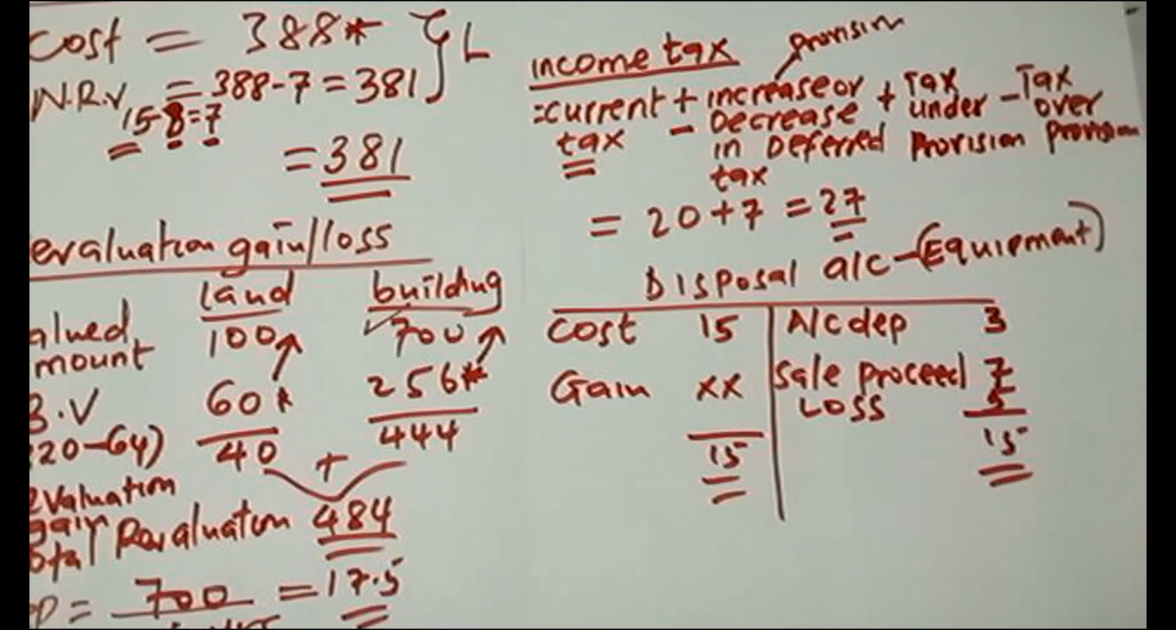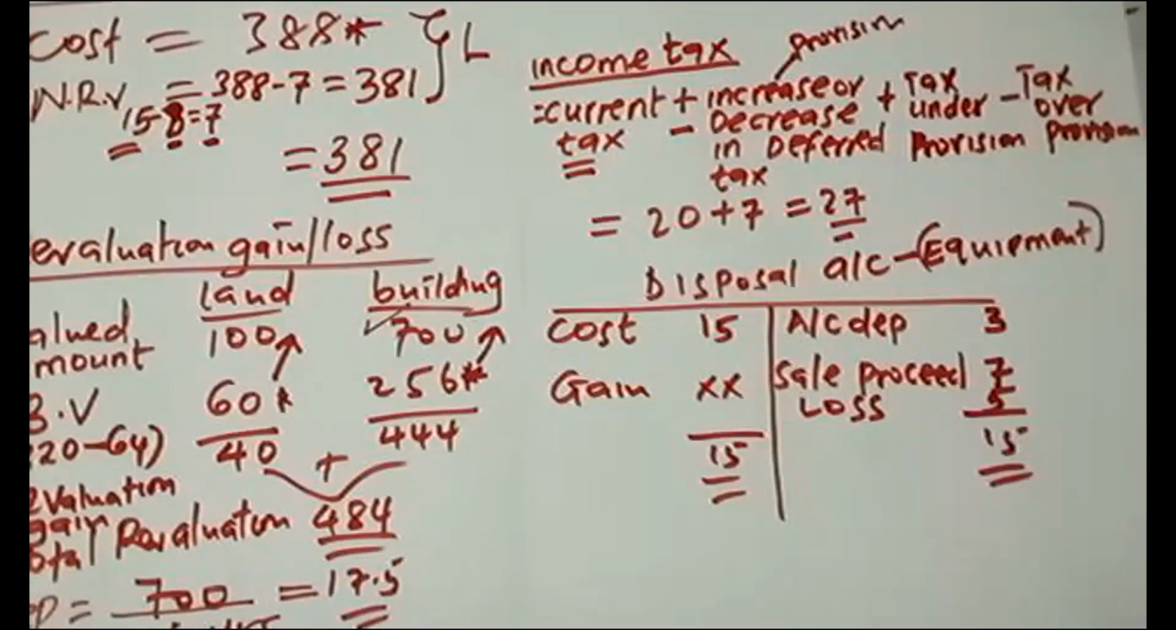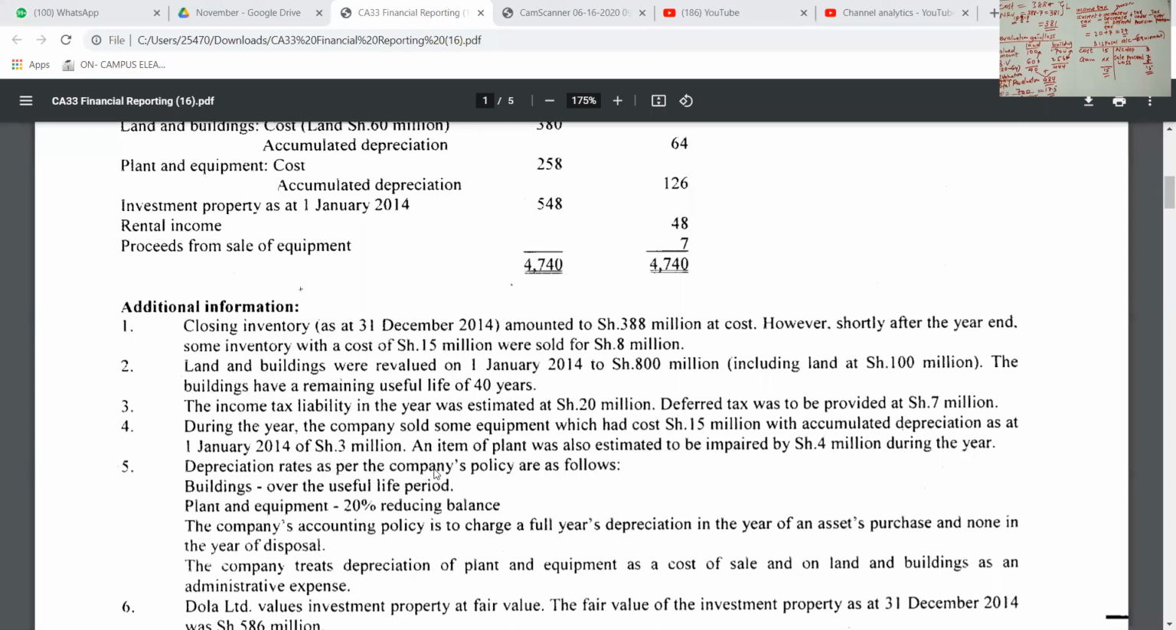So we go to the next additional information. Sorry for that. Remember this sentence I have ignored under additional information number 4: they say that an item of plant was also estimated to be impaired by 4. That one I will come to record later. This is an expense anyway.